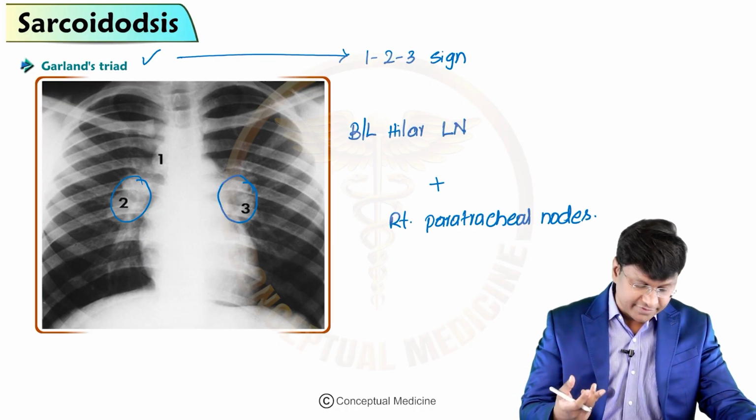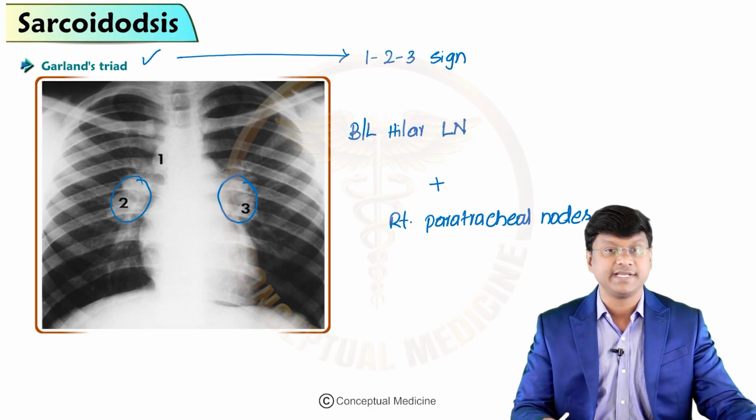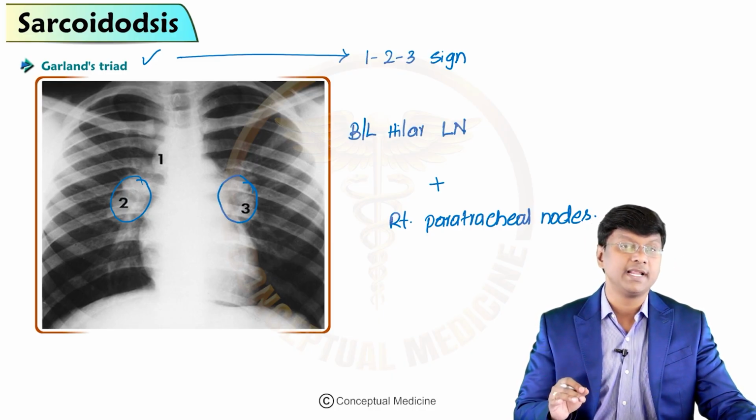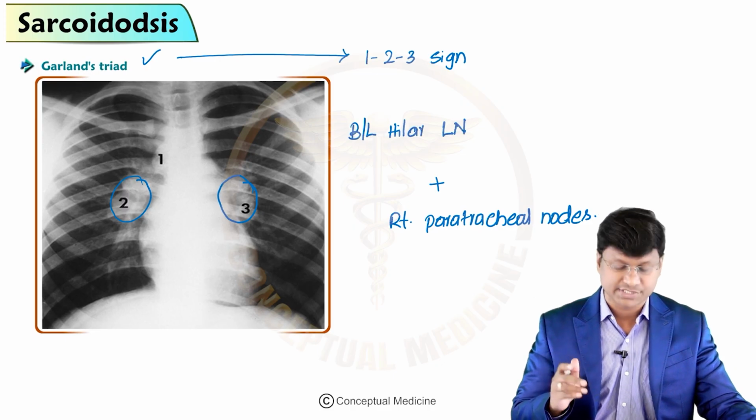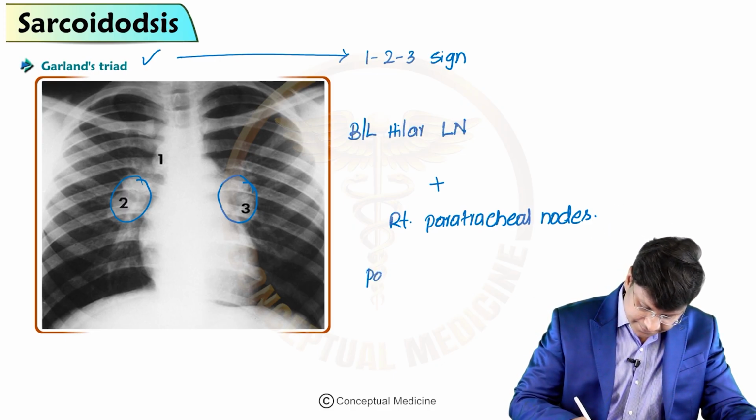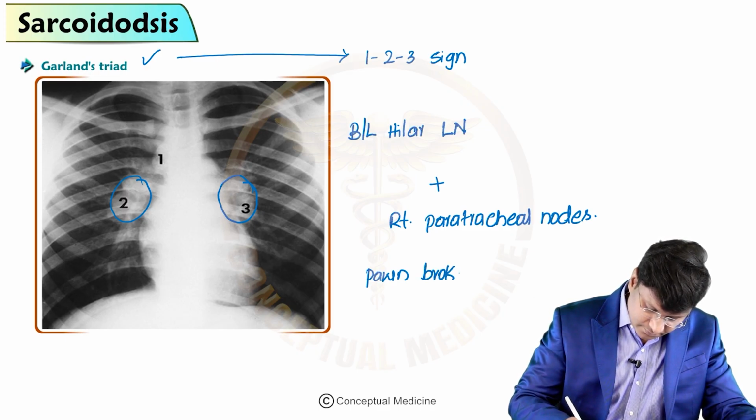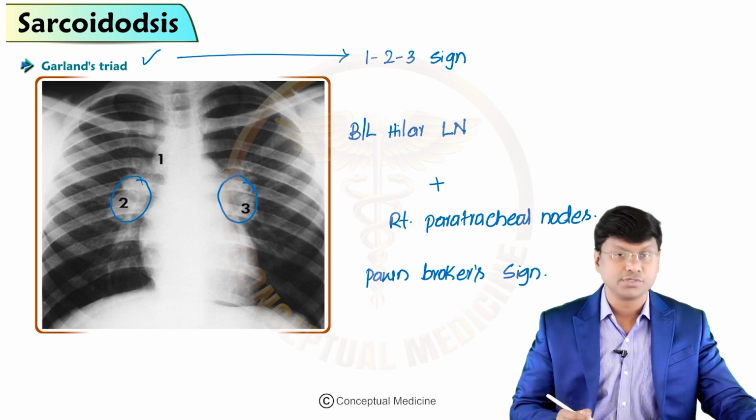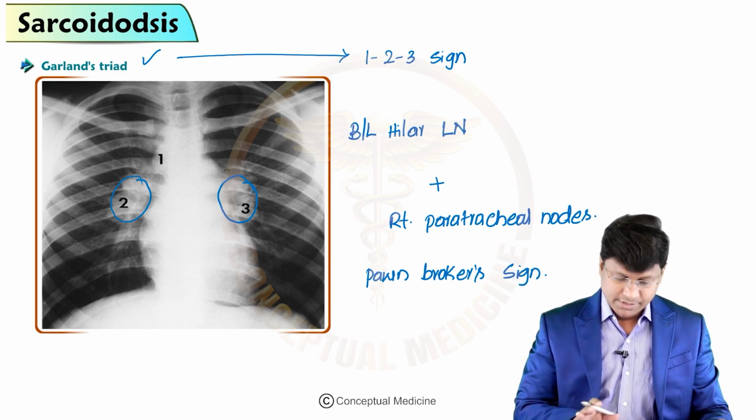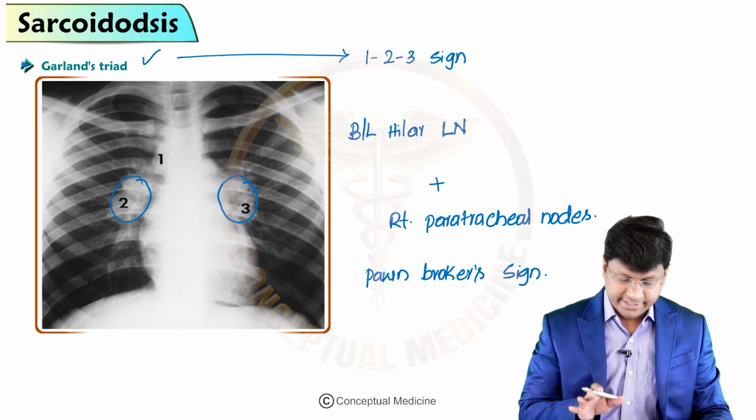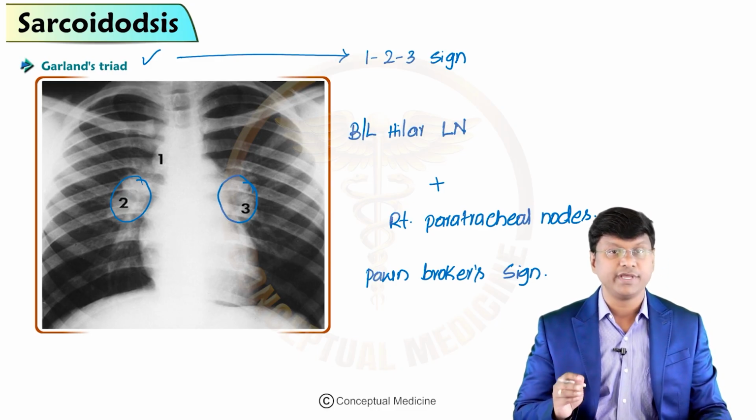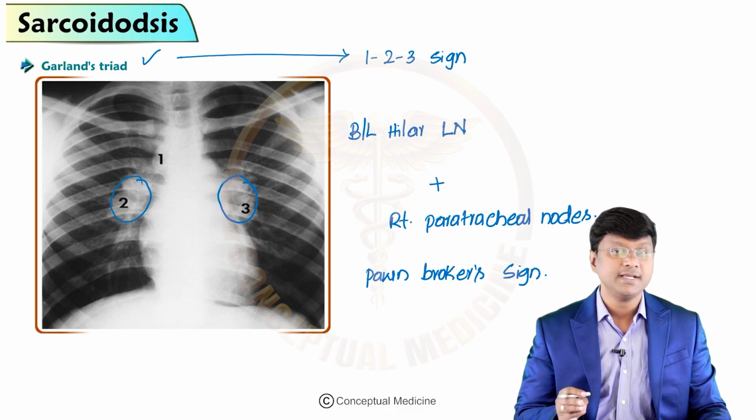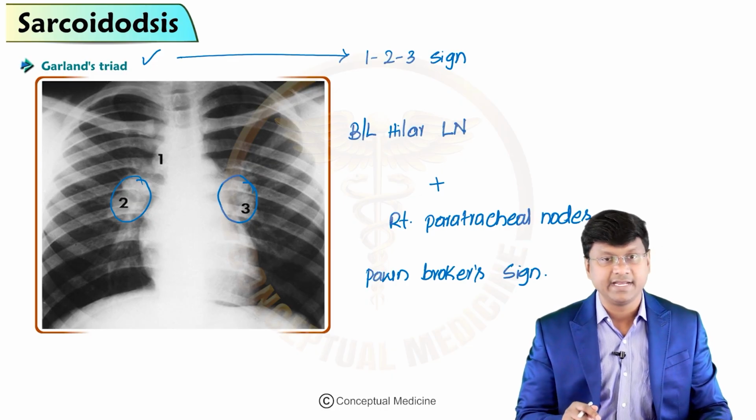Another name for this Garland's triad or 1, 2, 3 sign is the pawnbroker's sign. So that is your Garland's triad or 1, 2, 3 sign or pawnbroker's sign, where you have bilateral hilar lymphadenopathy, and along with that, there will be enlargement of your right paratracheal lymph nodes.